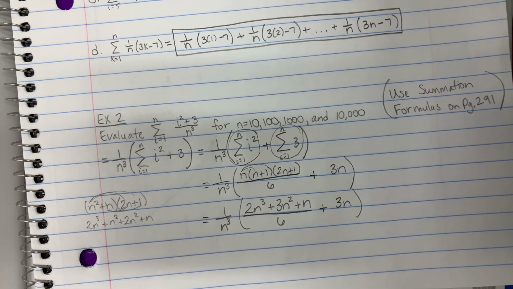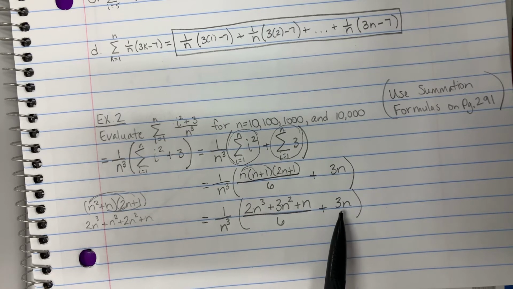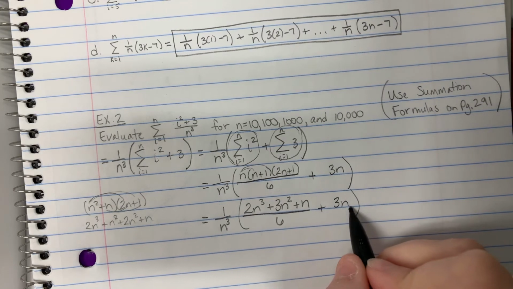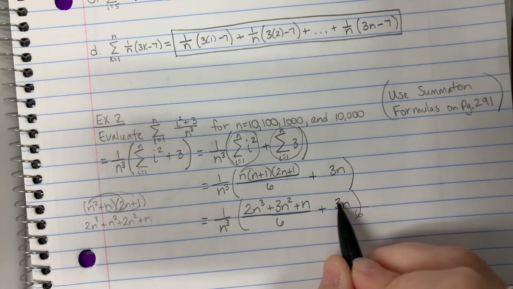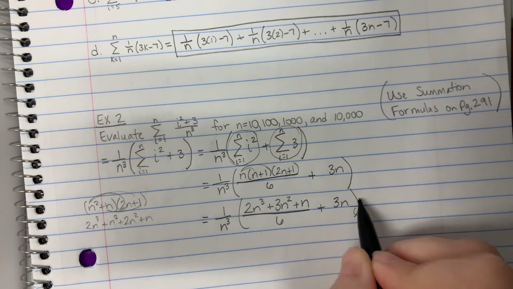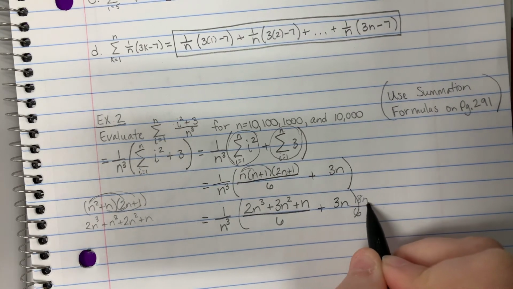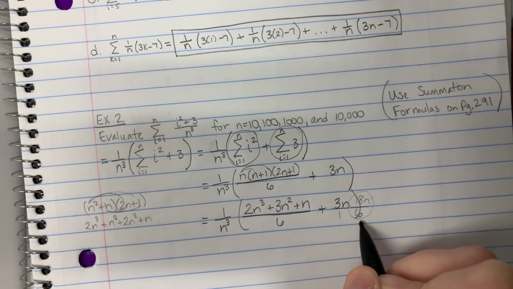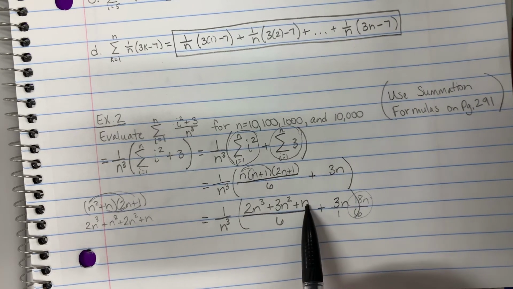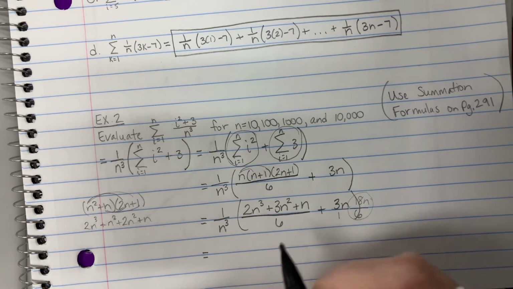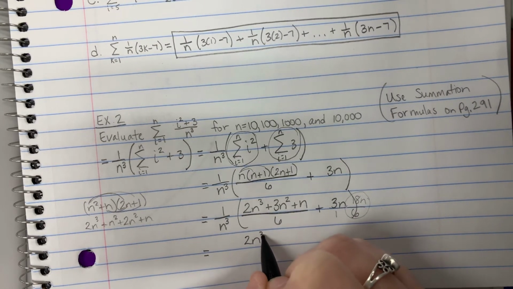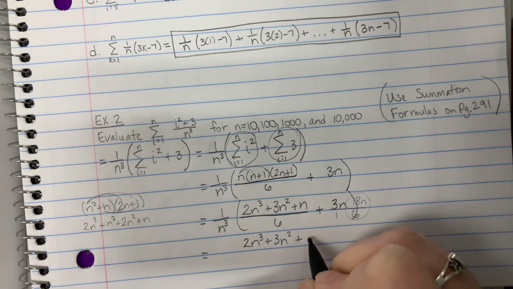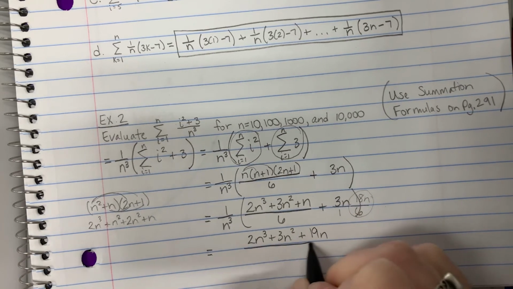Okay, well, if that's the case, I can get a common denominator with these two things and combine them, right? So if I want this to have a denominator of 6, that means I need to take this top part times 6. So this is going to be 18n over 6. 3n over 1 is the same thing as 18n over 6. So I'm taking 18n plus n, that'd be 19n. So really I have 2n to the third plus 3n squared plus 18n plus n, which would be 19n, all over 6.